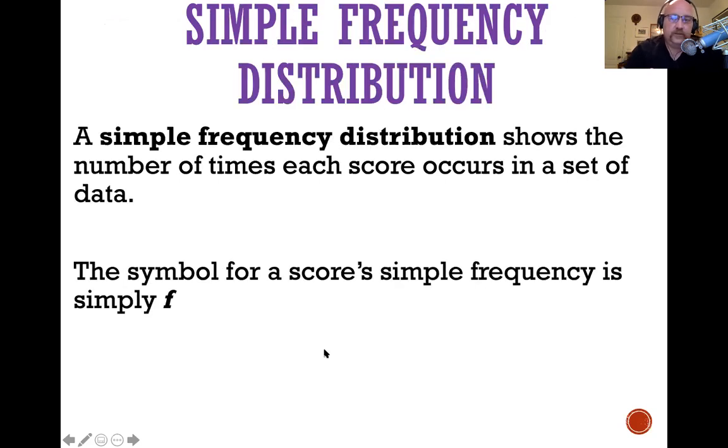All right. So the first thing we're going to do is make a simple frequency distribution. And the name is perfect. It really is simple. A simple frequency distribution shows the number of times each score occurs in a set of data. So it shows you, okay, these are the scores that exist in the data, and here's how many of each of these scores exist in our data set, right? So here's the score, and here's the F for that score. The F is just how many of those. The F is the symbol for a score's simple frequency.